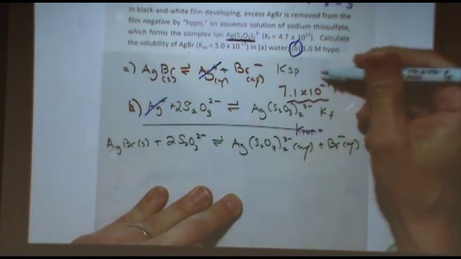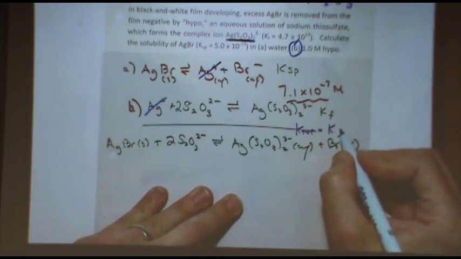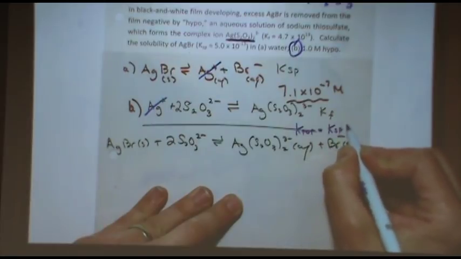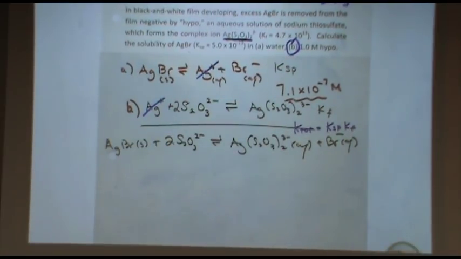Because I summed these two reactions up, the K is what? Multiply, add, divide, multiply. They're multiplicative. So it'd be the KF times the KSP value. That'd be the K total for this bottom one. Now, to find the molar solubility of this new reaction, what method would I use?